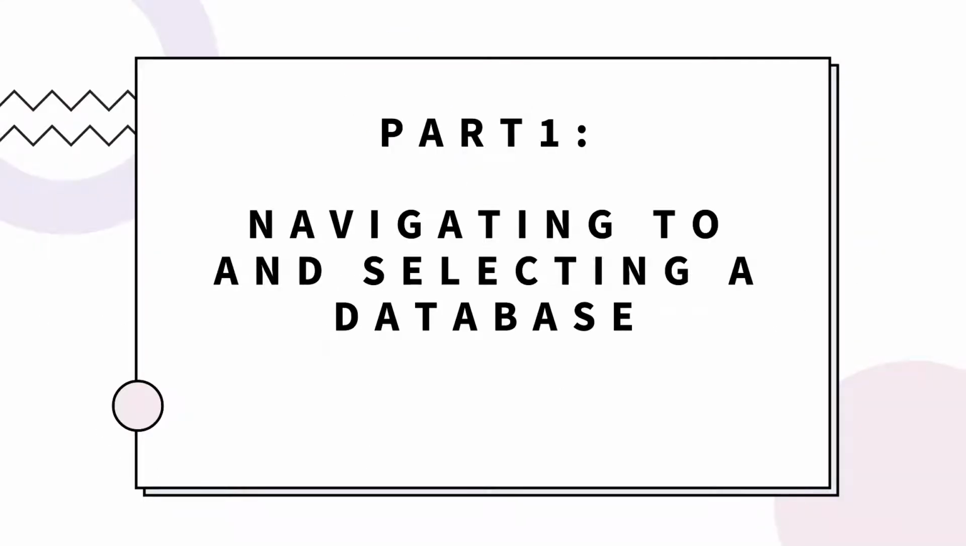Part 1. Navigating to and selecting a database. Let's imagine that you've been given an assignment where your professor has asked you to find and use a journal article as a source for your paper. The library has many online databases to search for journal articles, and these are all available to you as students. The key is using the library website.